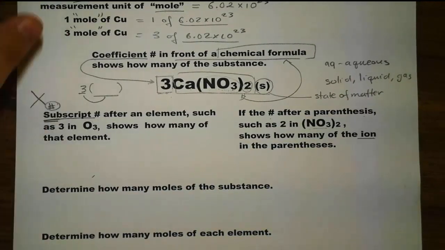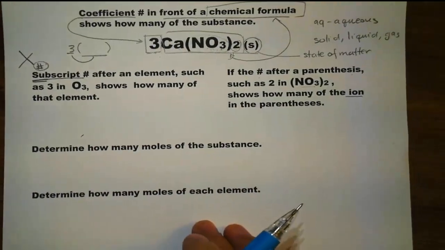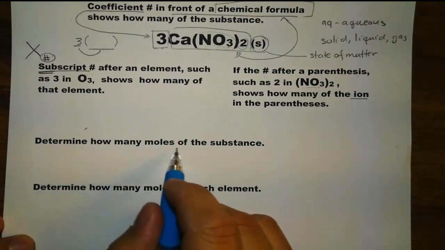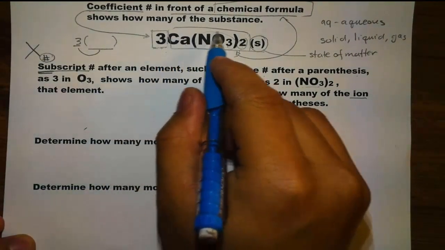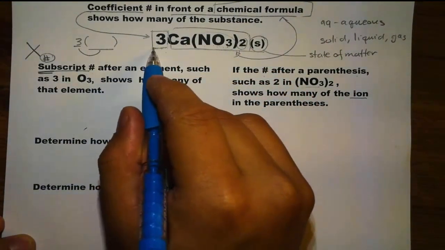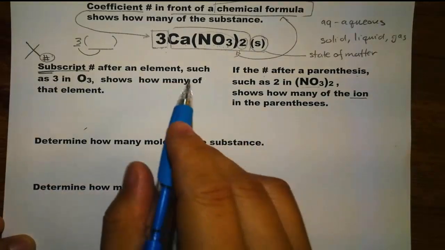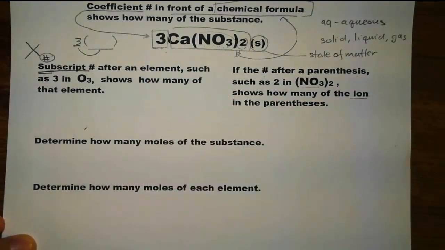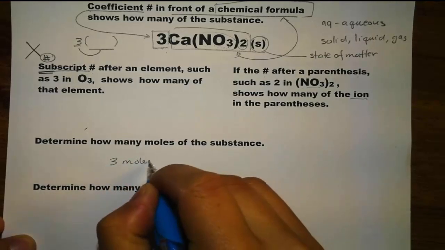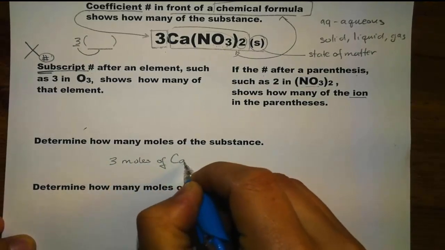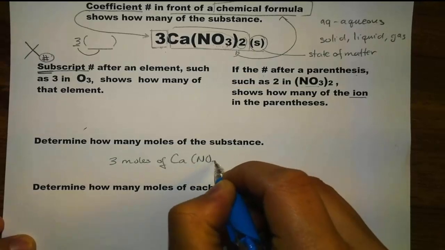So let's apply this problem. Well, first of all, determine how many moles of the substance. Well, that's easy. This whole entire thing is a substance, and that 3 right there tell you there are 3 of that substance. So in this case, there are 3 moles of Ca(NO3)2.